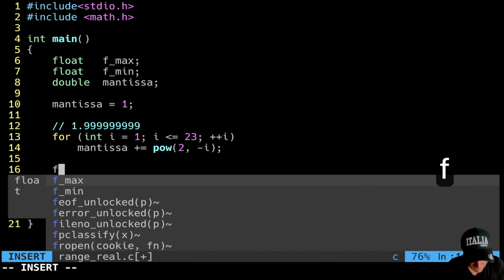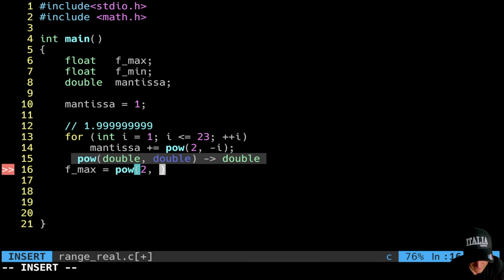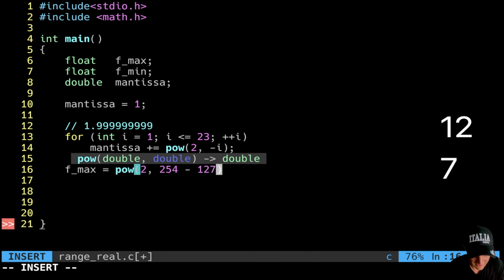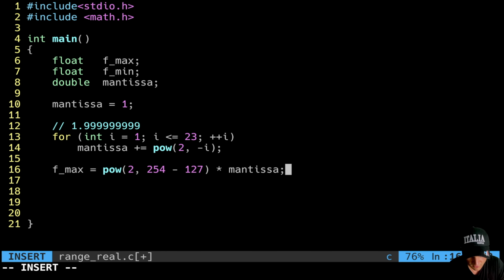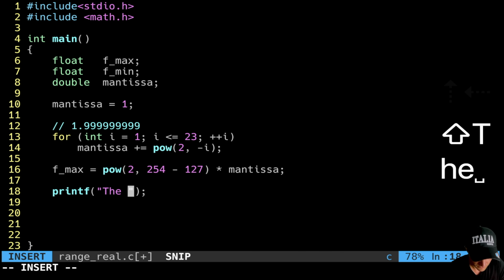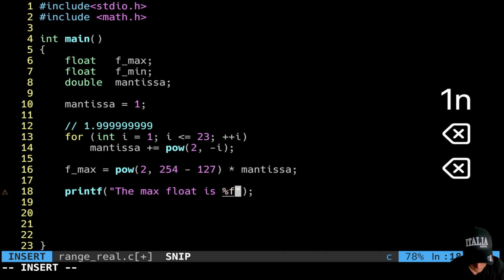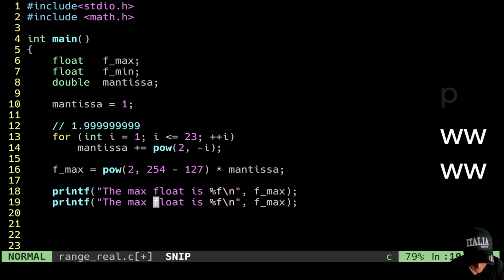So what do we do for float max? We do the power of 2 raised to 254 minus 127, times the mantissa, you see? And I think we are almost ready. Let's try to launch this code and check if we are on the right path. So the max float is %f, new line, and we put fmax. Okay, we do the same for the symbolic one, so we can check.